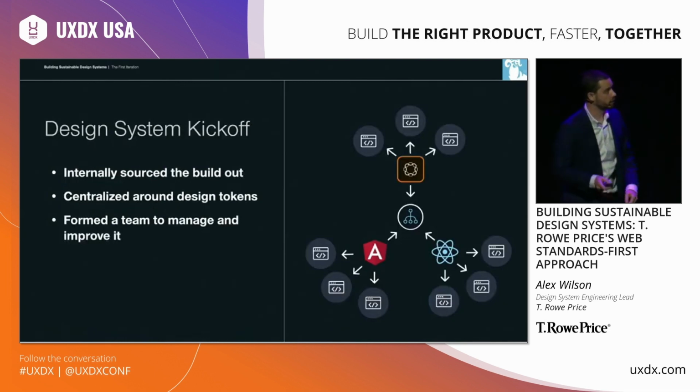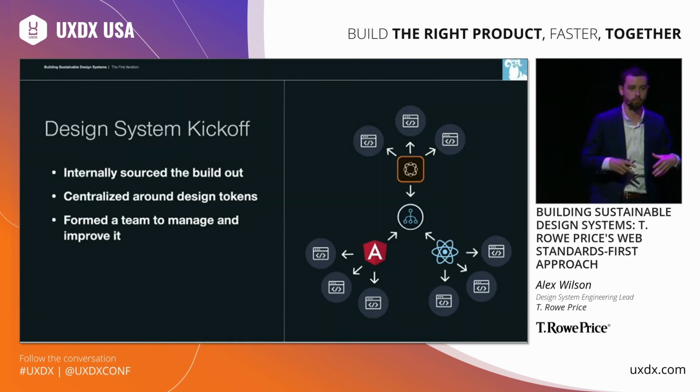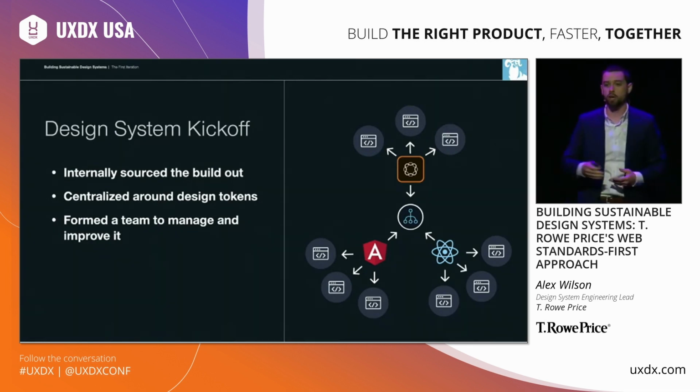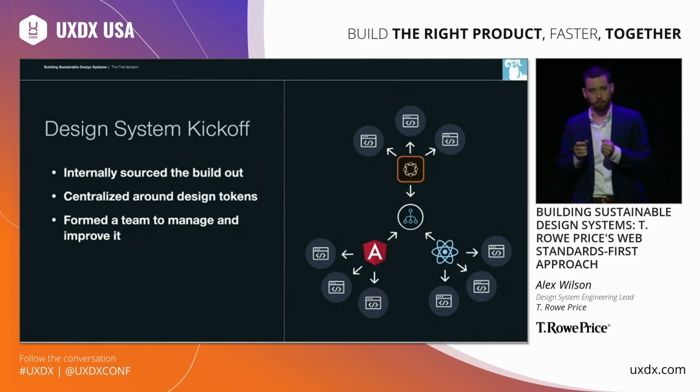So when we finally kicked off, we internally open sourced the build-out. And by that, I mean that we started getting developers from across the different organizations, finally talking with each other, getting in one room, and started contributing the components from each of their libraries into a centralized place. We then centralized those components around design tokens for theming. So that way, when our designers provided the designs for each of these components, we had a way to style them without structuring the components in a way that they couldn't be changed later.